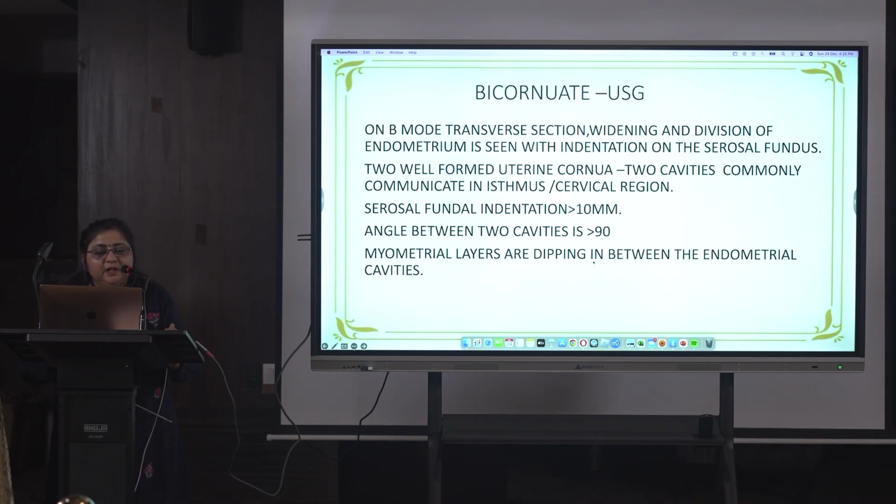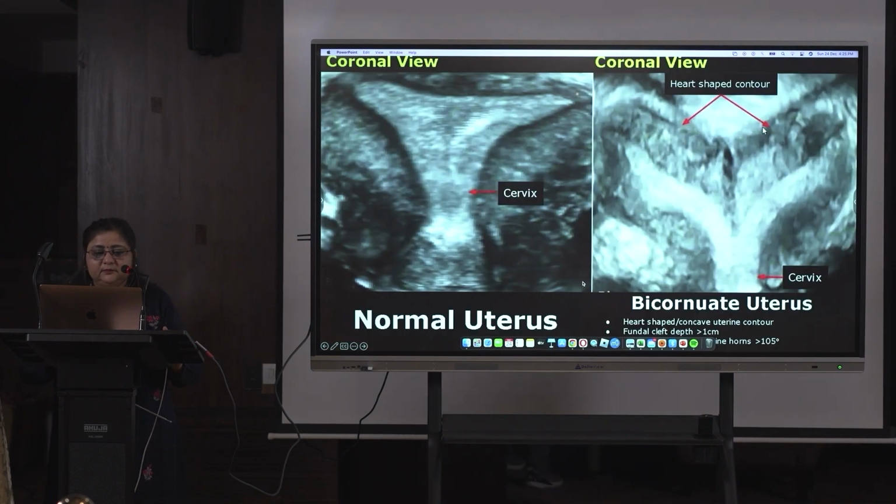Bicornuate. So on B mode transverse section, widening and division of endometrium is seen with indentation of serosal fundus. Two well-formed uterine cornua, two cavities commonly communicate in the cervical region. Serosal fundal indentation is more than 10 mm and the angle between the two endometrial cavities is more than 90 degrees. Myometrial layers are dipping in between the endometrial cavities. So here you can see a bicornuate uterus. You can see the fundal indentation, then endometrial indentation, and these are meeting in the cervix.